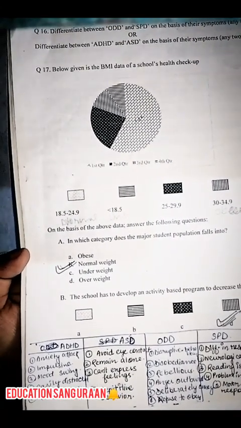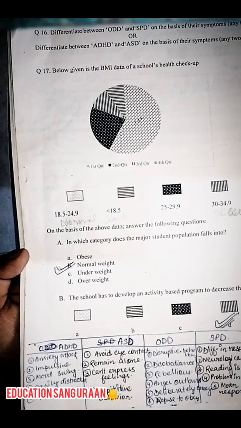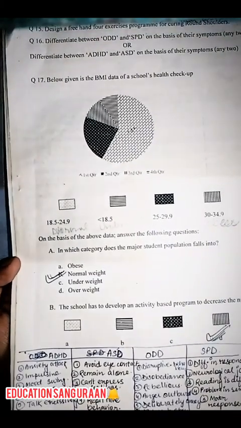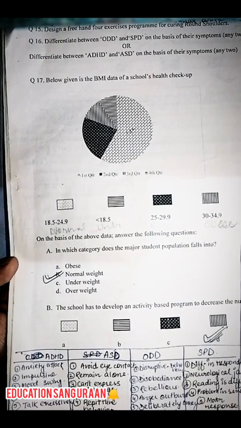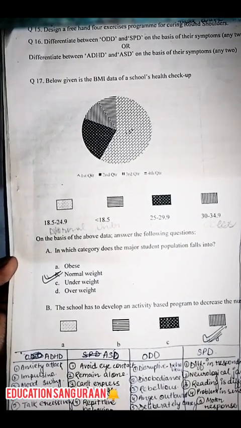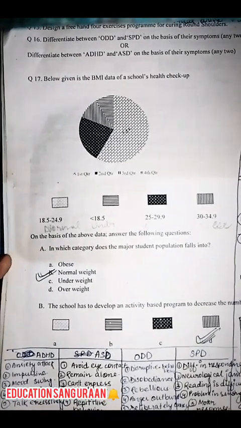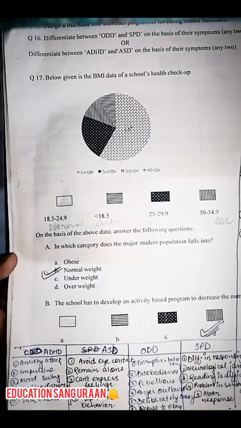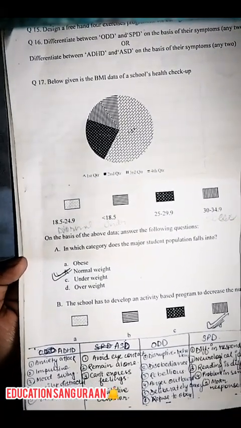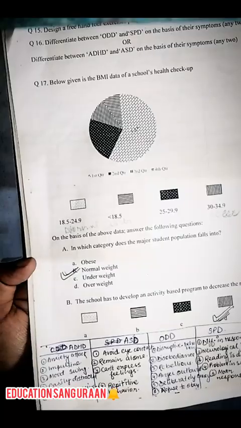The school has to develop an activity-based program to decrease the number of obese, that is overweight, more weight, students.